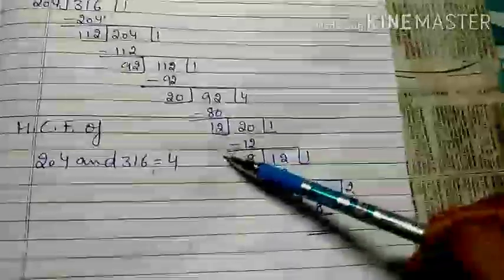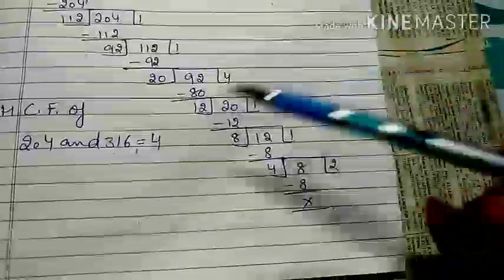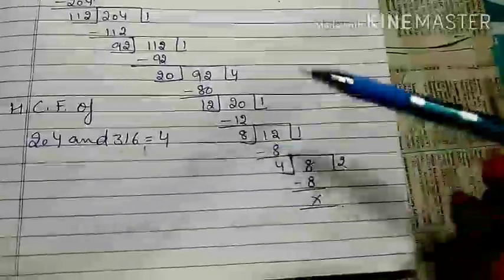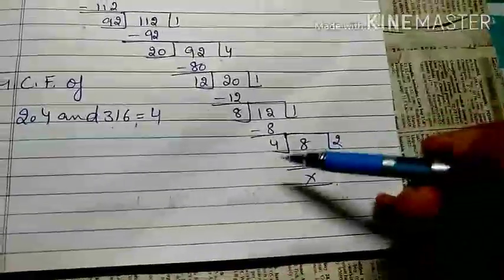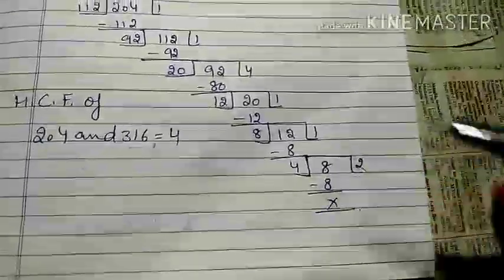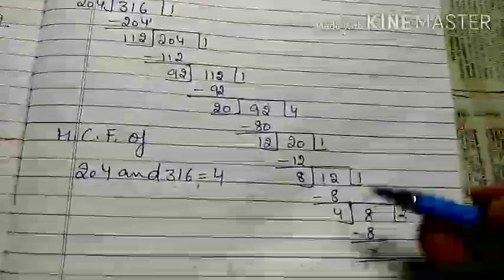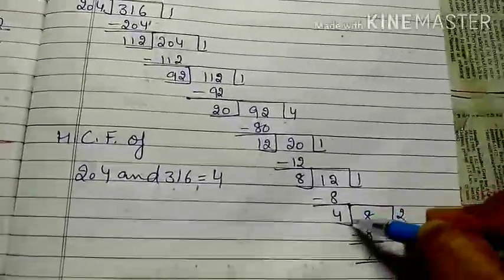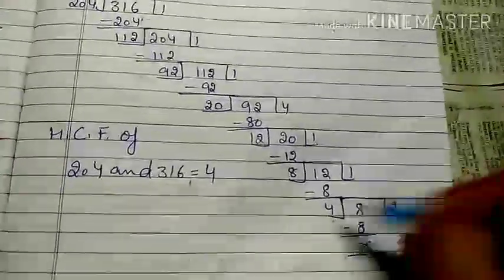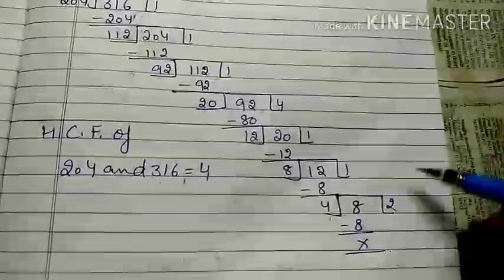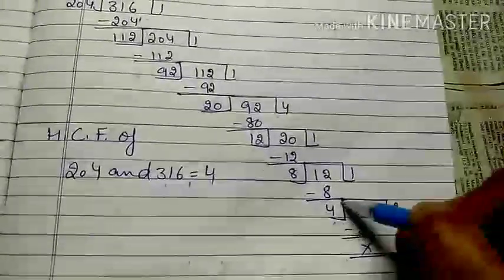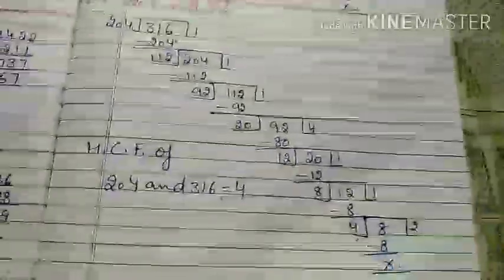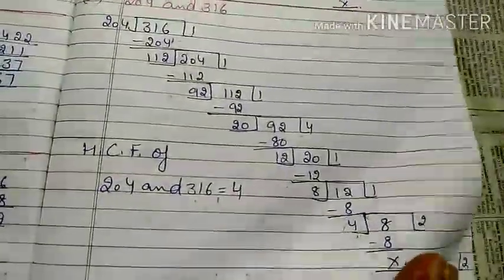After subtraction 12. 20 becomes again the dividend, 12 becomes the divisor, 12 ones are 12. After subtraction I get 8, and 8 ones are 8. After subtraction 4, 4 twos are 8. So whatever number at last I got, after division I get the remainder 0, so that number is considered as my HCF. Then the HCF of 204 and 316 is equal to 4.